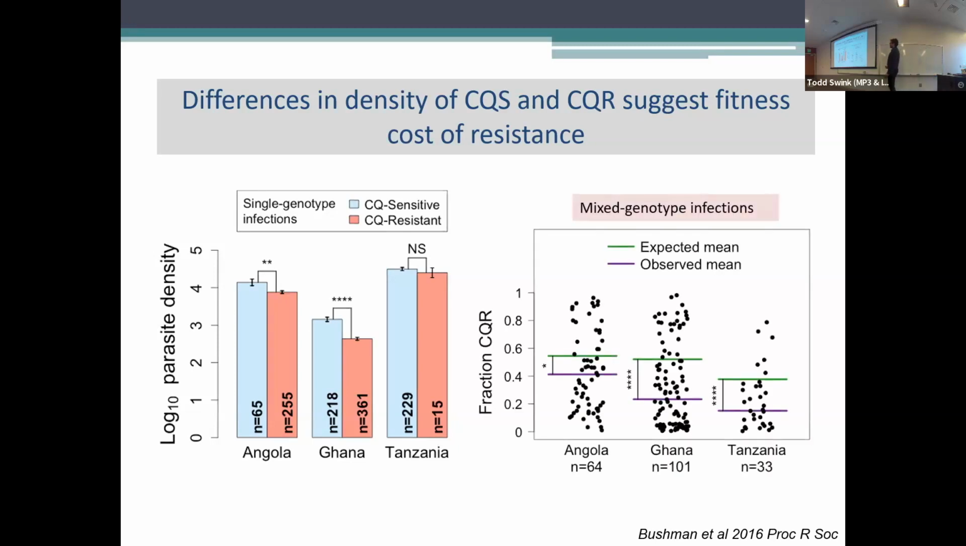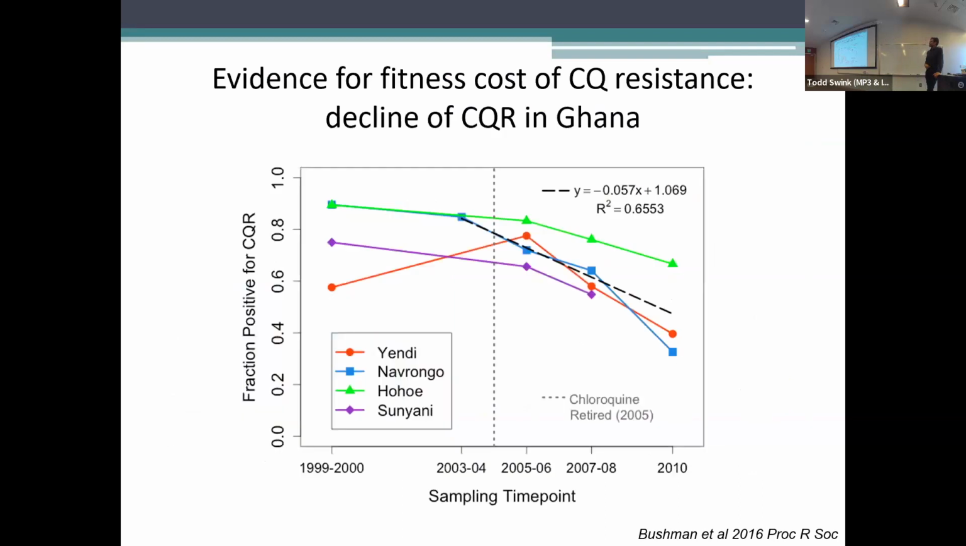And then what we did is we did a very simple model where we say, well, this is what we would expect just based on the frequencies of the parasites in the population, in the green bars. And so this is the fraction within individuals, like the proportion of the parasite population that consists of resistant parasites. The purple is what we actually observe. So we find that we observe less than we would expect if there was no fitness cost. So this indicates a fitness cost of resistance.